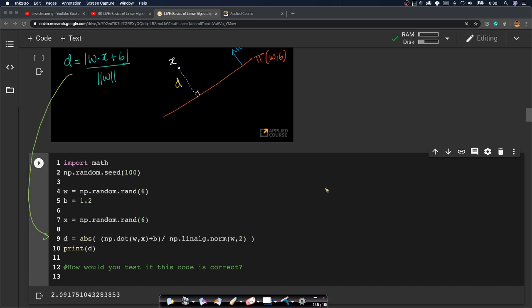Now the big question that I have here is, you have written this code, okay, seems logical. How do you test this code? Again, as I mentioned in the previous live sessions, for any problem or any snippet of code or any function you write, how do you test it? How do you test that this code actually works?